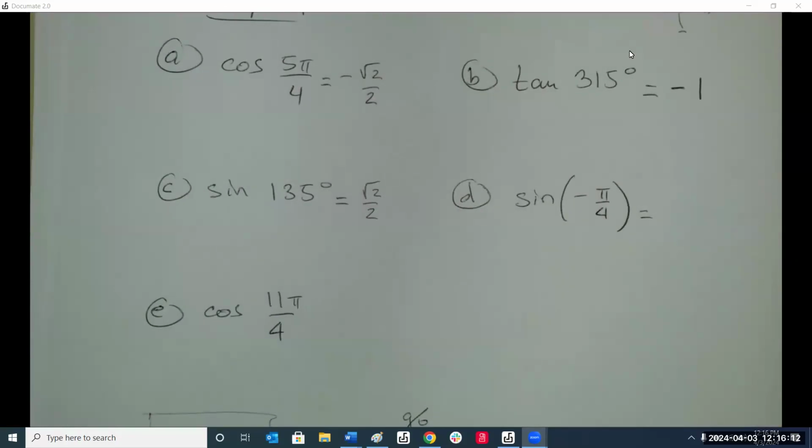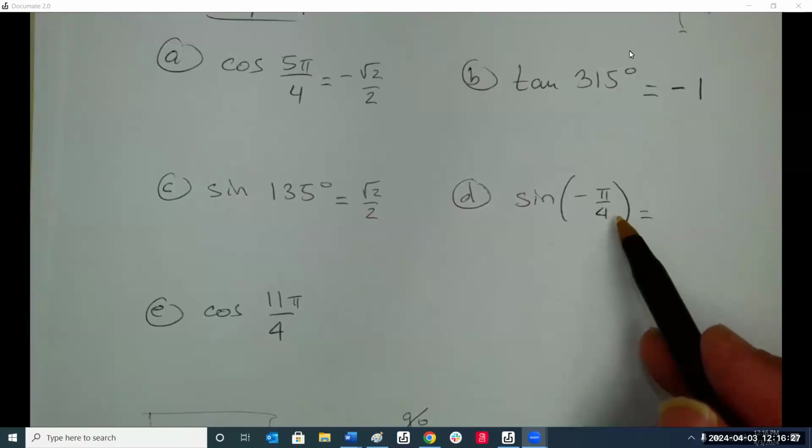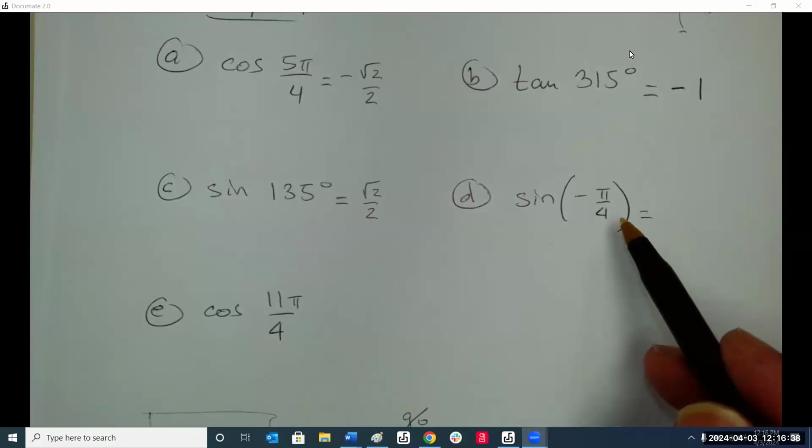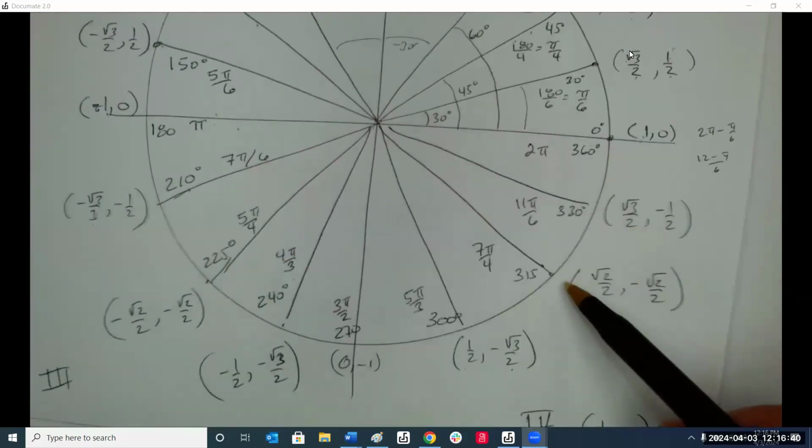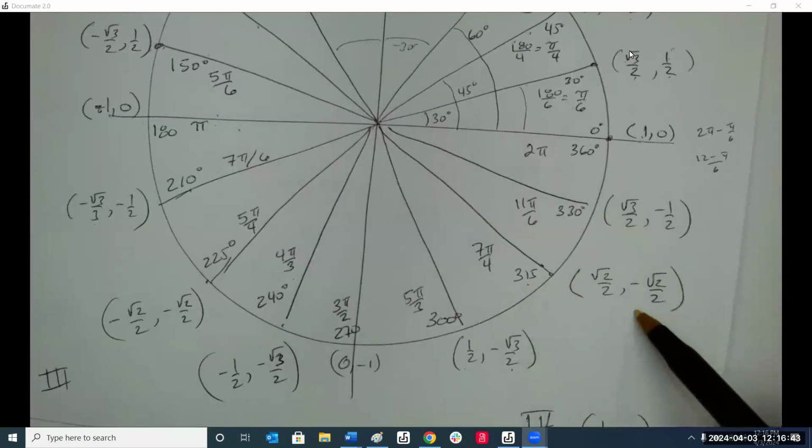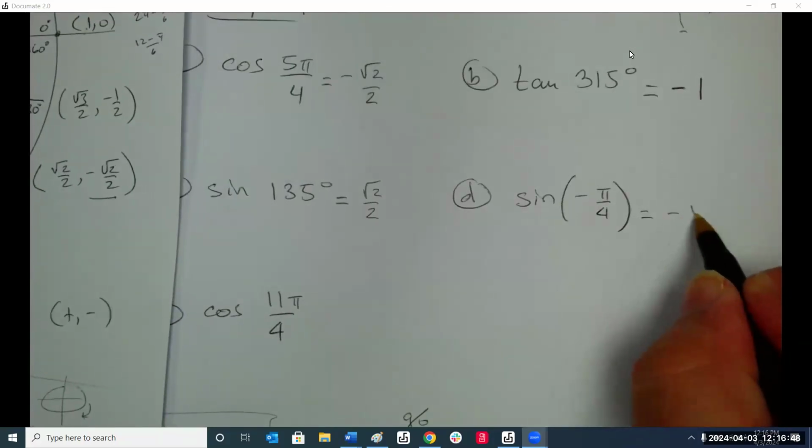D, sine of negative pi over 4. What quadrant is that going to put us in? Quadrant 4, because we start off at 0 and we're going to go clockwise now. So we're going down pi over 4. Pi over 4 is the same thing as 45 degrees. So we go south 45 degrees, which puts us at 315. So it's negative radical 2 over 2.